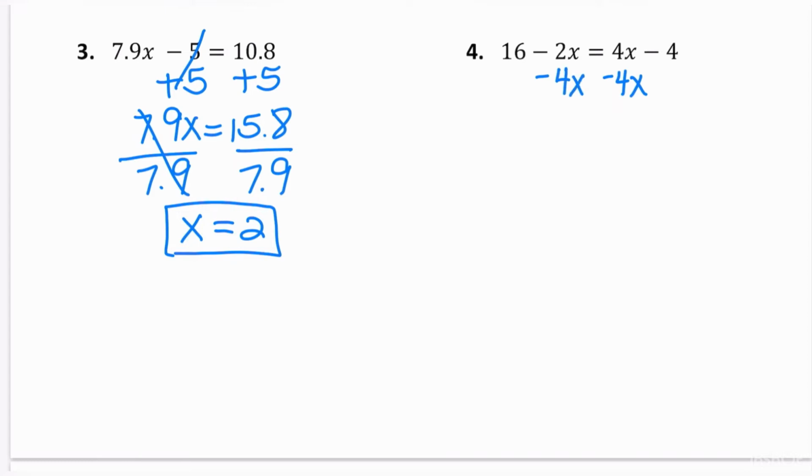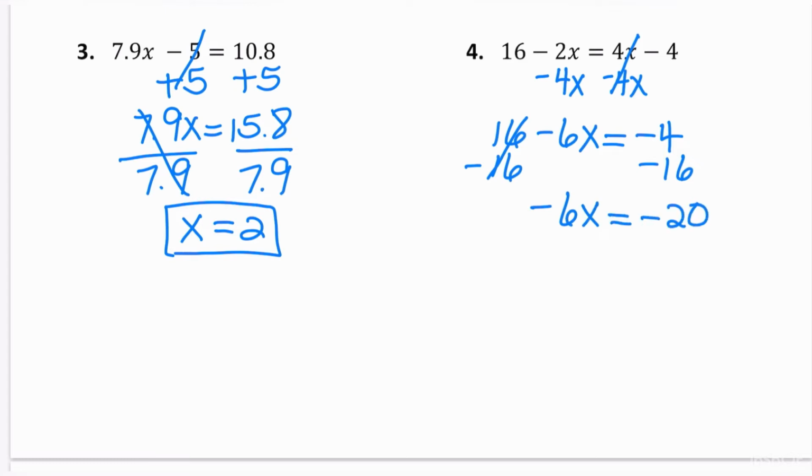Make sure you line everything up because that's going to keep your work neat and help you avoid making mistakes. So this cancels. I bring down 16. Negative 2x minus 4x is negative 6x is equal to negative 4. Now that I have the x's together on the left-hand side, I need to get rid of the 16 and put it on the other side. So I'm going to subtract 16 from both sides. I get negative 6x is equal to negative 20. Now I can divide both sides by negative 6. Negative divided by a negative is a positive. And 20 over 6 can be simplified because both of them are divisible by 2.